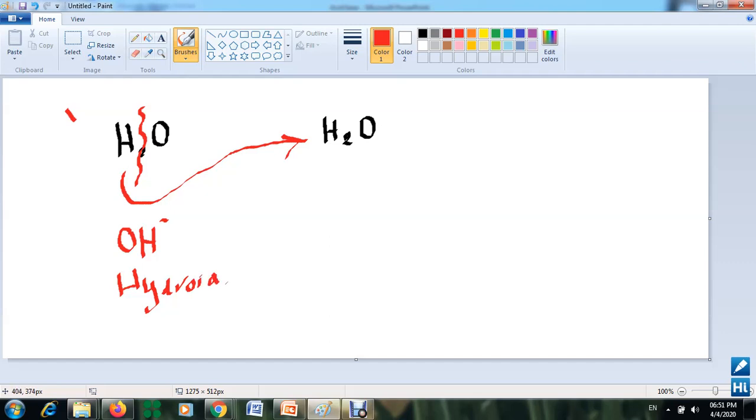The second water molecule will take the hydrogen atom from the first one. It will take it, so it will have an extra hydrogen now. So it will form H3 instead of H2. It will make H3O with a positive charge. This ion is called hydronium.